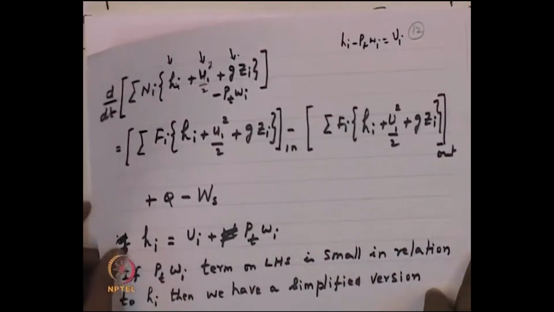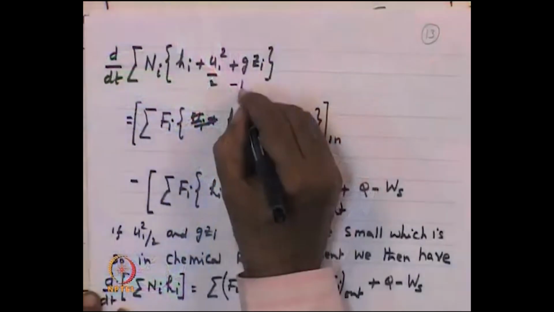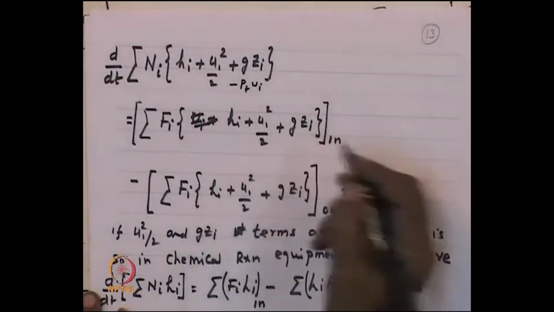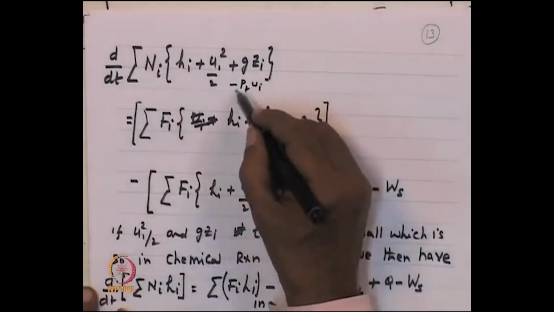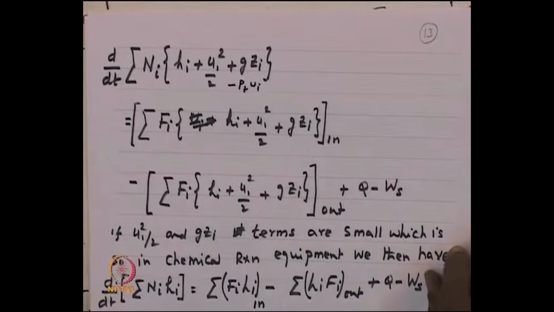Okay. Now, we can simplify this further, which I have done, so that we have some more advantages, which I will do right now. So, what we have done now is the left hand side, P_t omega_i minus, okay. So, if this term P_t omega_i is not very large, particularly in our reacting systems that we are talking about, this is not a term which is going to be very important.